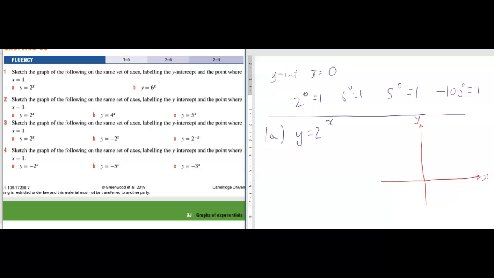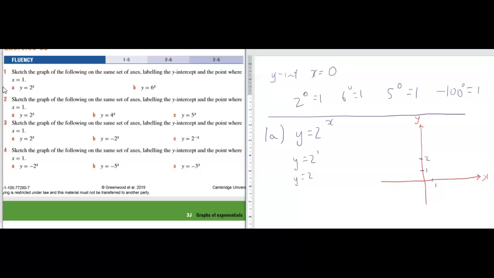Okay, so remember we're going through y equals 2 to the power of x, and it said find the point where x equals 1. So 2 to the power of 1. So your other point is going to be (1, 2). So when x is equal to 1, y is equal to 2. And you can, if you want, do more points, but your values are going to get bigger very quickly.